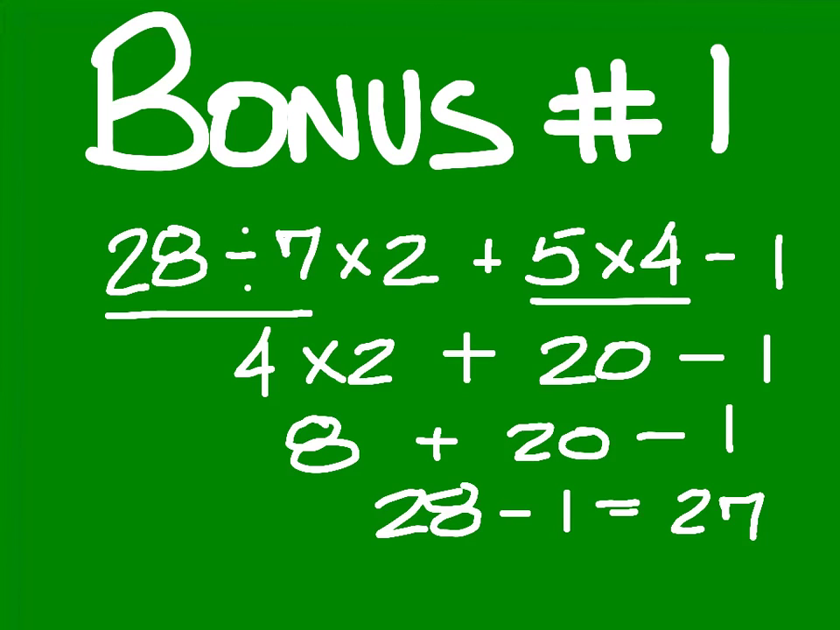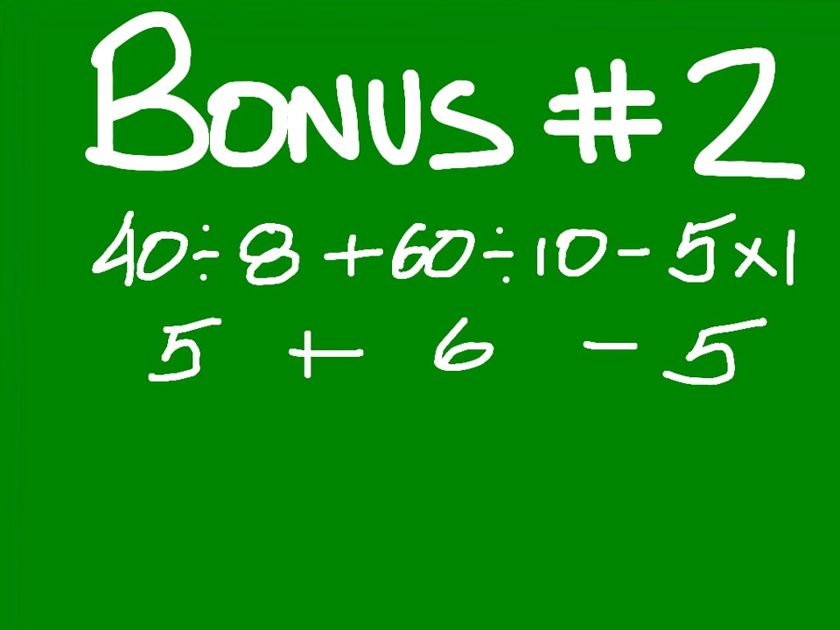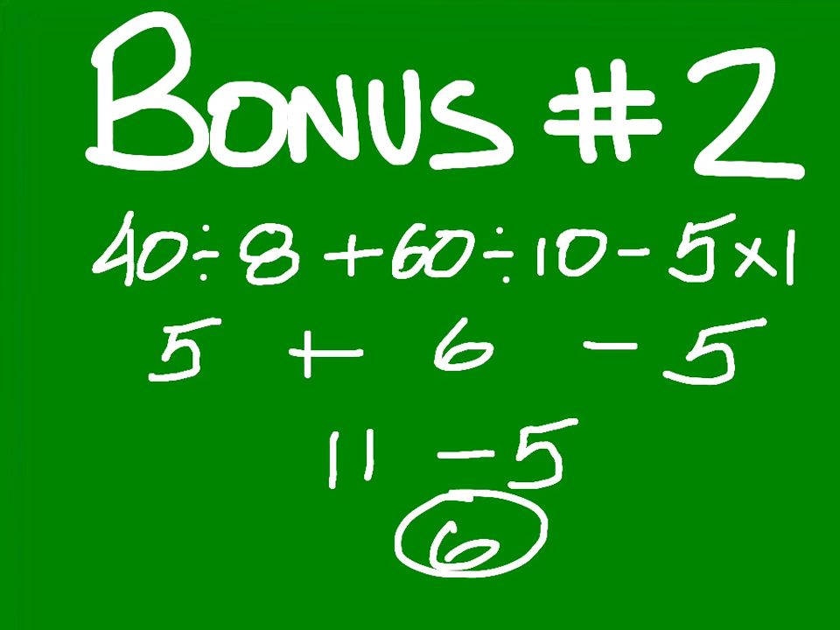Alright, here is another bonus problem. Bonus number 2, this will go to the first 6 people. 40 divided by 8 plus 60 divided by 10 minus 5 times 1. The solution should be 5 plus 6 minus 5. That would be 11 minus 5, which is 6. Now we'll go back to the practice problem.